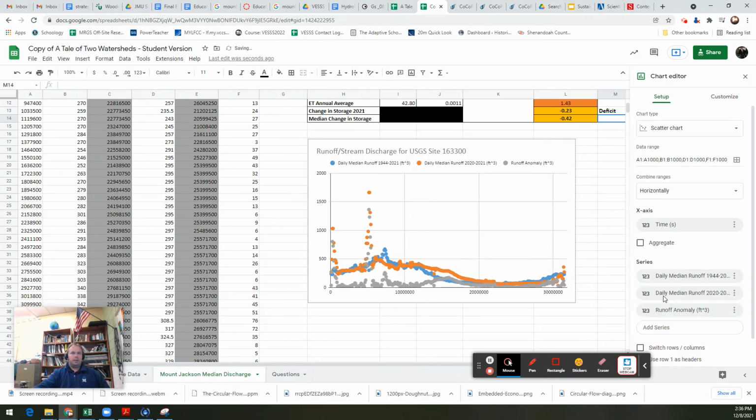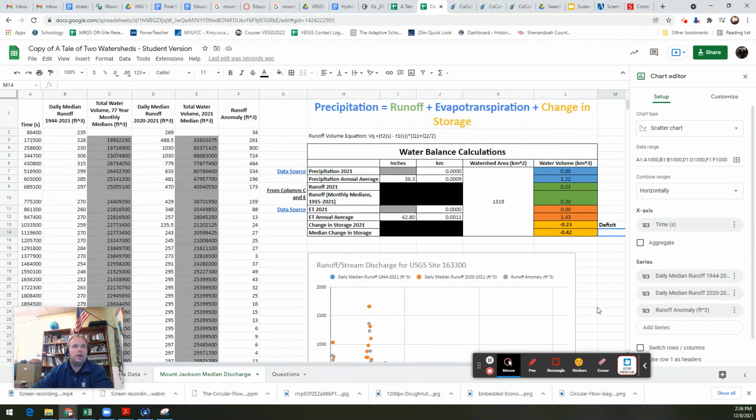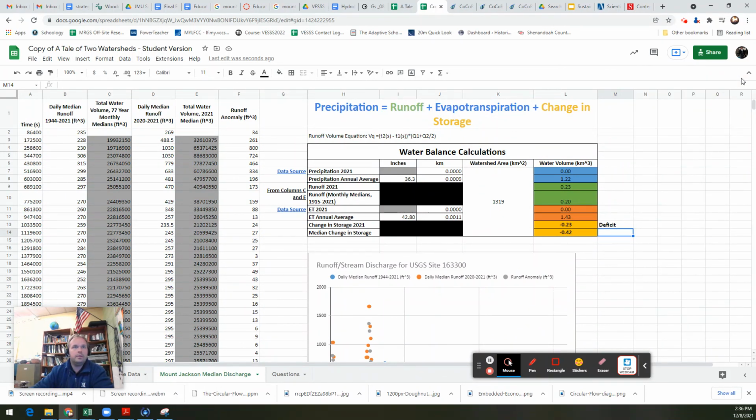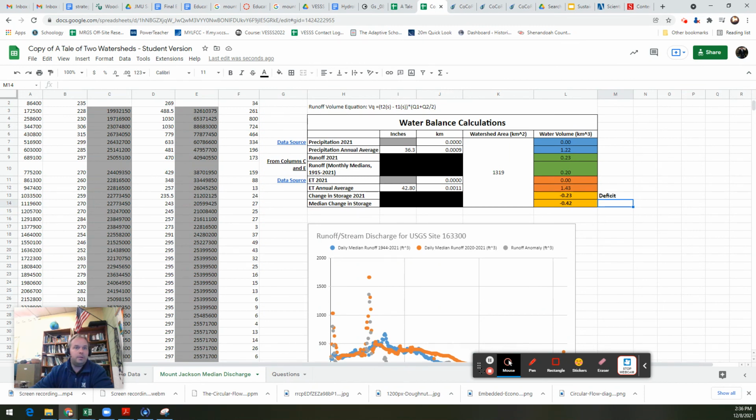So let's add the anomaly. If there's no difference between last year and the big long average period, the anomaly should essentially be a flat line at 0. And it's not. You can see there is an anomaly between runoff over the last year versus the 77-year record, but not much of one. So when you go to answer that question, you can use that information to help you. And that's pretty much it, guys.